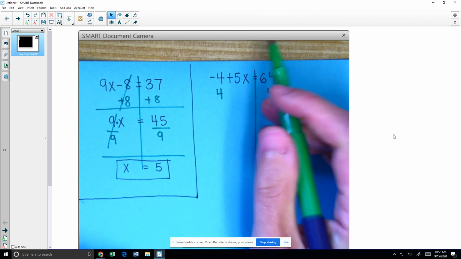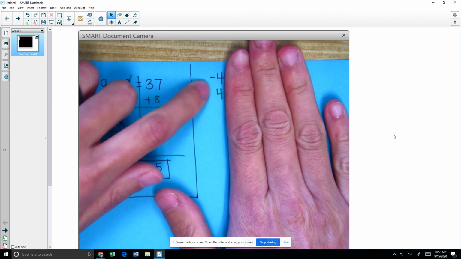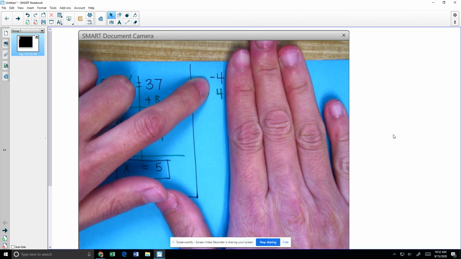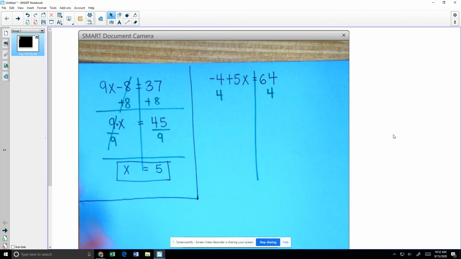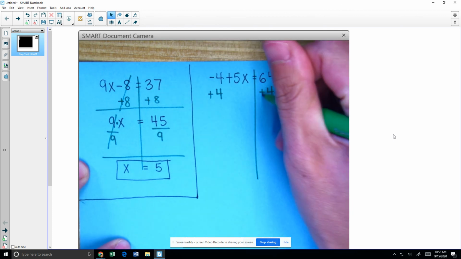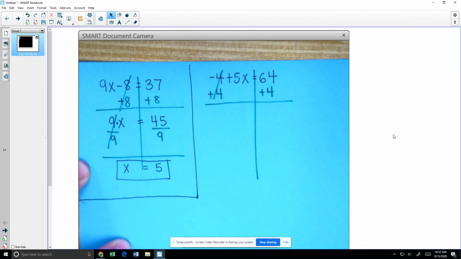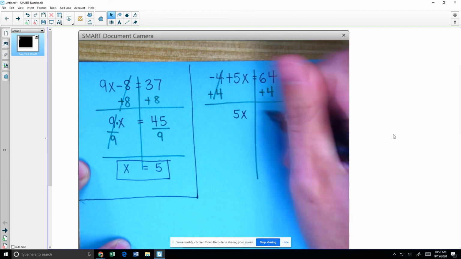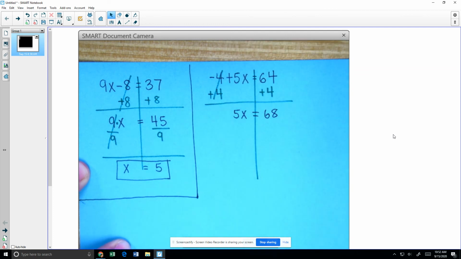Add, that's right. And do you see why we add? Because you always look at the symbol right before. It's a negative 4. Opposite of a negative is a positive. So I'm going to add 4 to both sides. Okay, so I have 5x equals 68. Now what, guys?